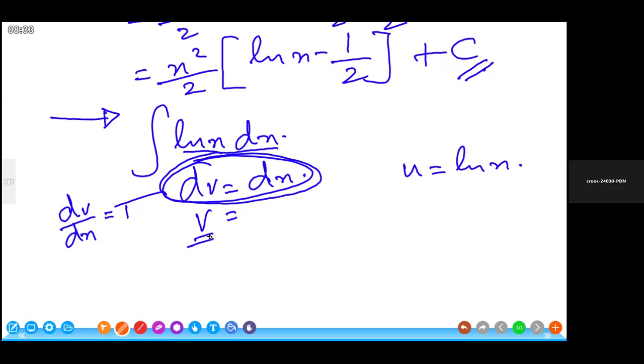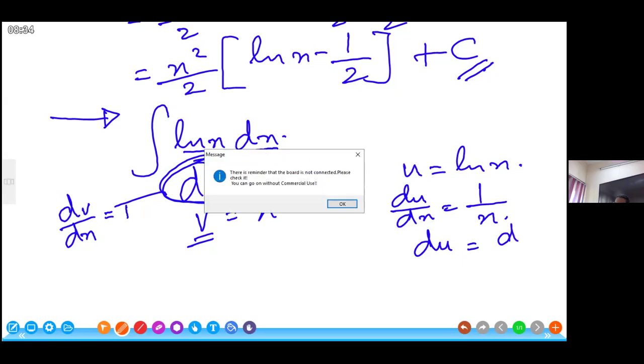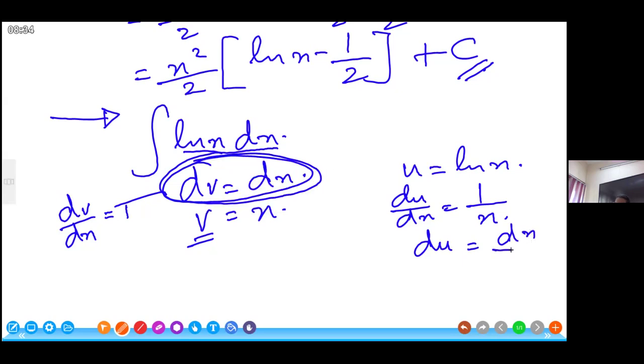Is equal to x. Yes, it's x. So we found v. Now we could say du by dx is equal, as we said earlier, to 1 over x. From that, du is equal to dx over x.